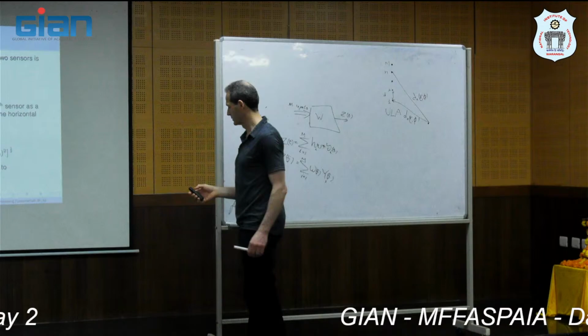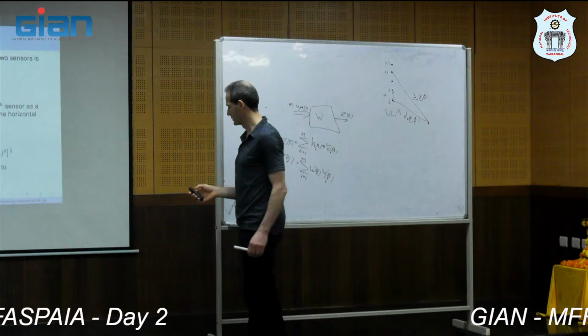So we need to change this distance by this distance, because this is more general for spherical waves. If we replace the spherical wave by a plane wave, we get nd cosine phi. Okay, so it will be the distance between the first sensor and the reference sensor.